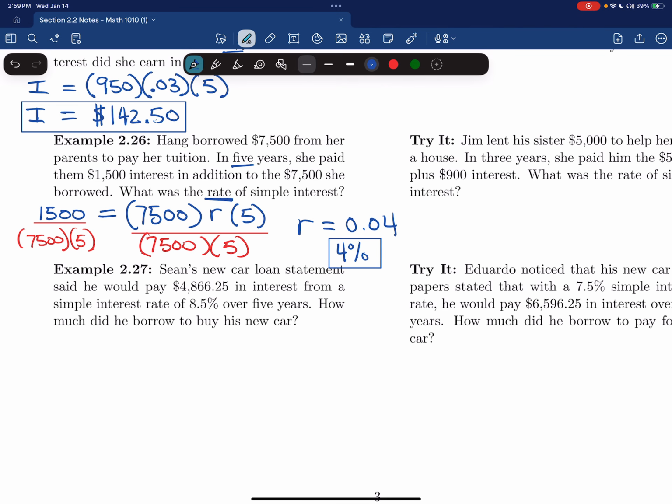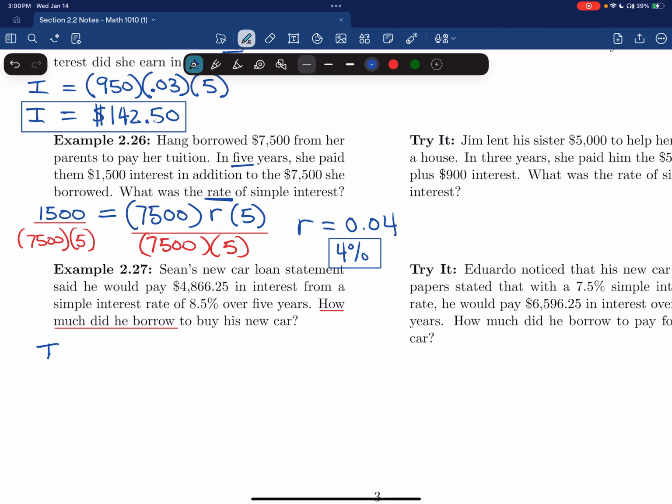Example 2.27, Sean's new car loan statement said he would pay $4,866.25 in interest from a simple interest rate of 8.5% over 5 years. How much did he borrow to buy his new car? The amount that he borrowed is the principal. That's what they're asking us. They're asking us, what is the principal?